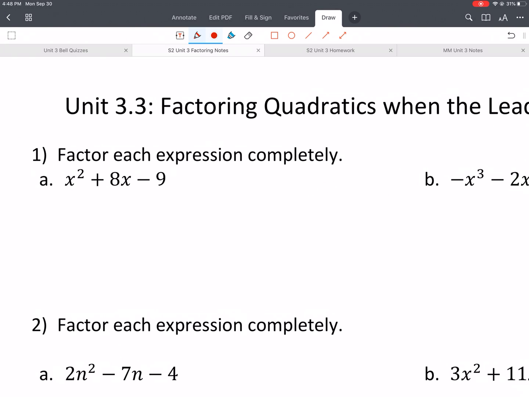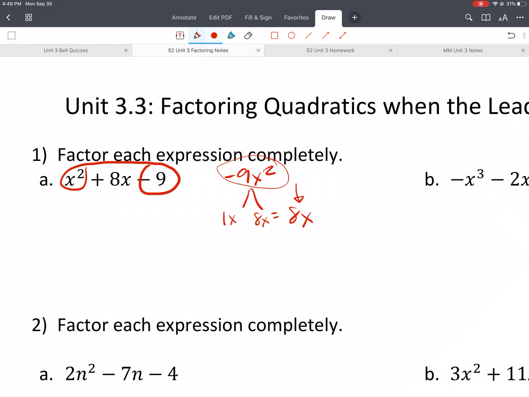It says factor each expression completely. So here we'd do our glasses. Get negative 9x squared, and we want to find two things that multiply to give us that and add to give us a positive 8x. Looking at that, I kind of told you a trick that if this is negative, this number is the difference between those two numbers. So they're 8 apart. So it's got to be 1x and 8x.